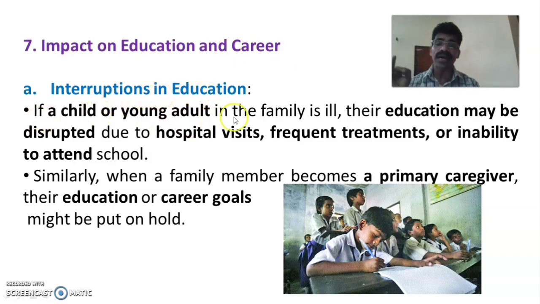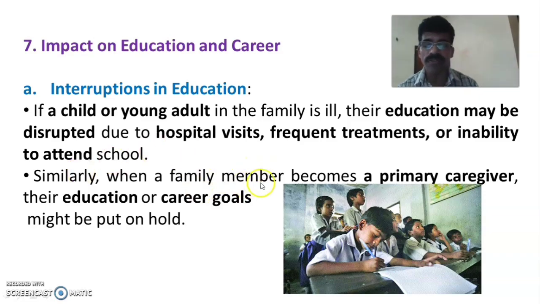If a child or a young adult in the family is ill, suffering from any disease, their education may be disrupted, blocked, or stopped due to hospital visits, frequent treatment, continuation of the treatment, or inability to attend school because of the particular illness. They have to go to the hospital to get treatment, and sometimes the disease may keep them in the house indirectly. They may feel unable to go and attend the classes.